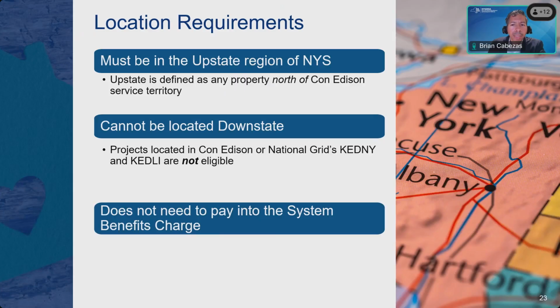So in order for a project to be eligible, it must be located in the upstate region. And by upstate, we are specifically talking about territory north of Con Ed service territory. So we cannot accept projects in the downstate region of the state. And by downstate, we mean projects located in Con Edison or National Grid's KEDNY or KEDLI territories. Those projects would not be eligible. Those specific buildings would not be eligible to participate in the program.